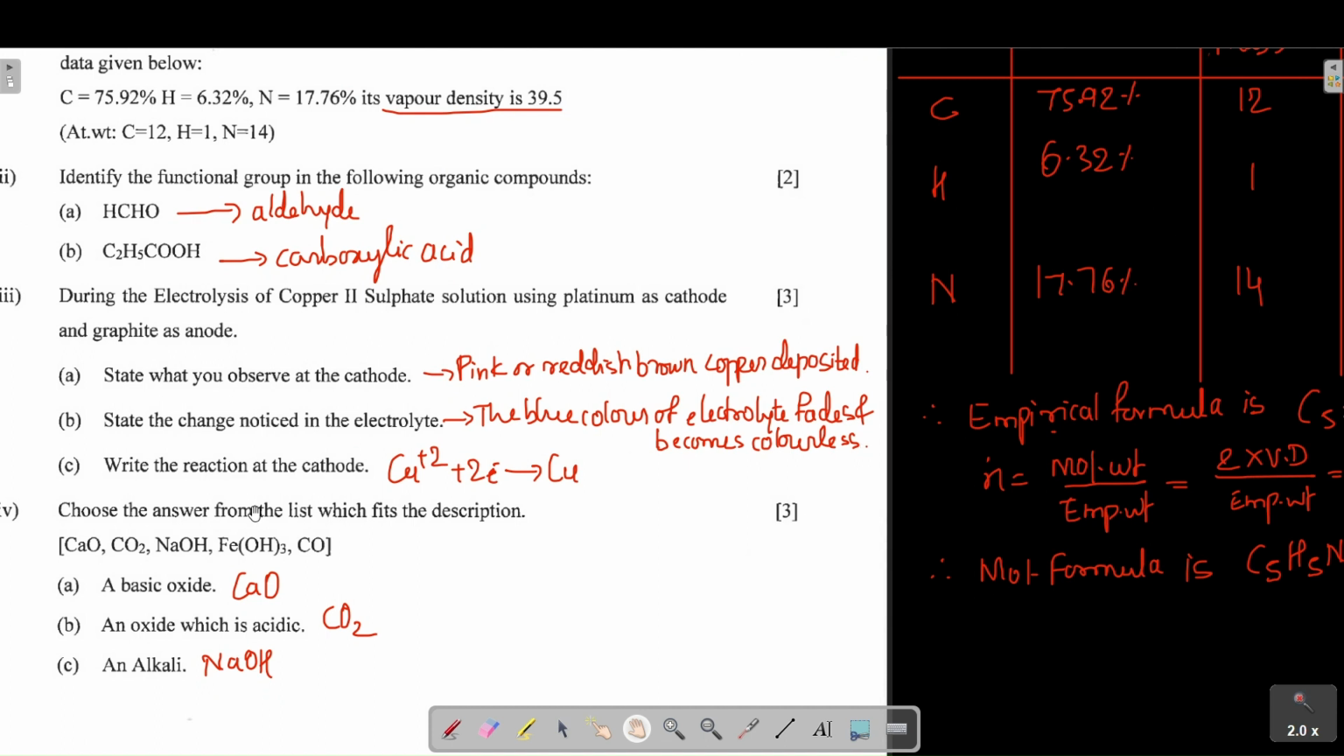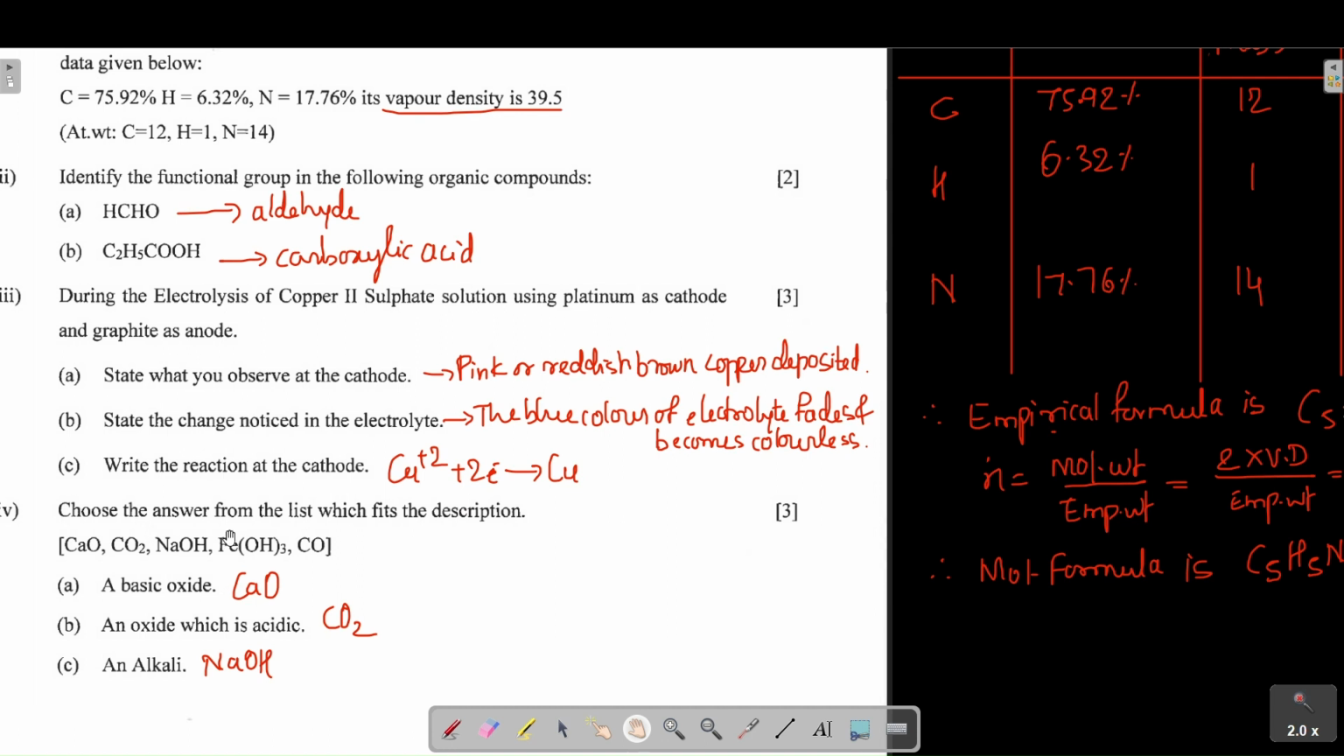Write the reaction at the cathode. Cathode is CNR, as I told you previously: cathode, negative, reduction. Reduction means gain of electrons. Here copper 2 plus gains 2 electrons and becomes a copper atom.